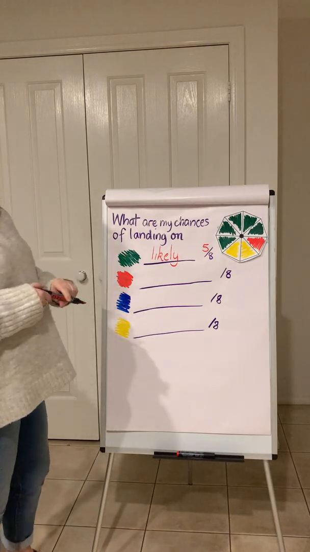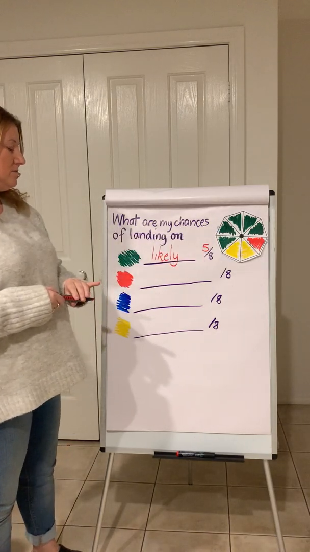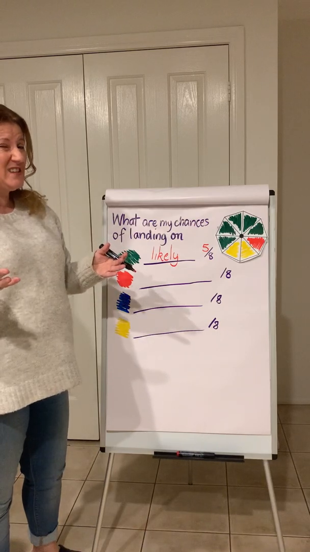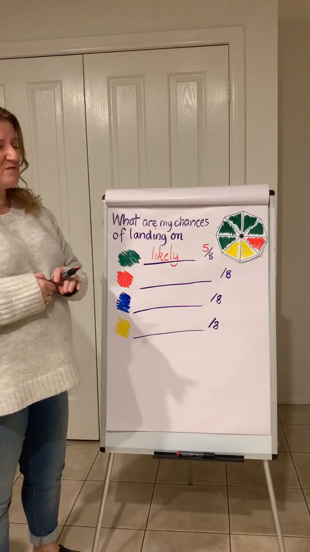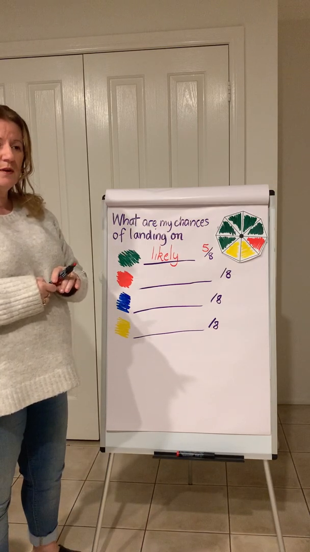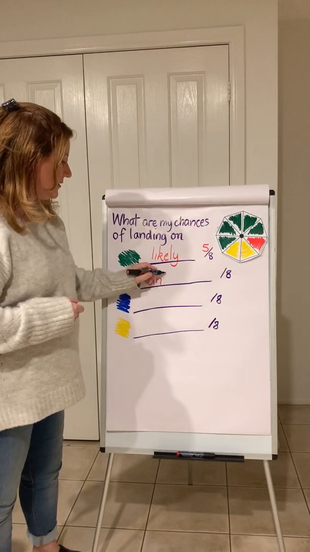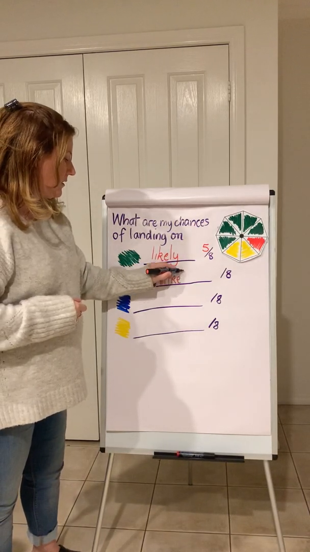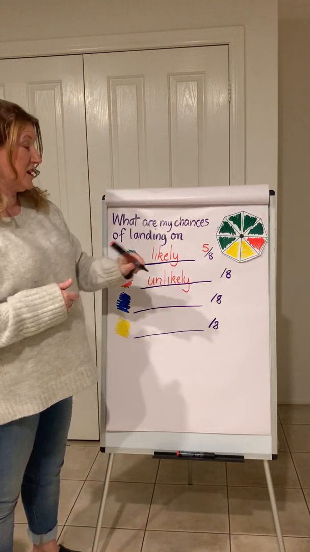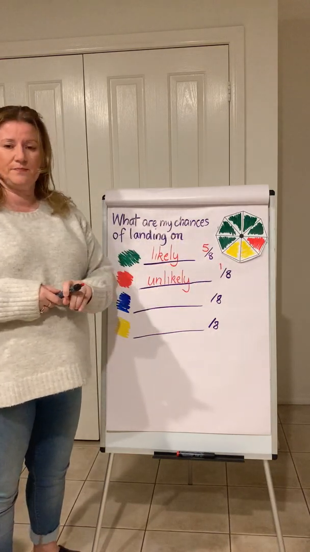What's my chance of landing on red? Well, as you can see, there's only 1 red part. So if I was to guess, I would say I don't have a really good chance. It's not impossible. However, it's unlikely that I would land on red because my chances are only 1 out of 8.